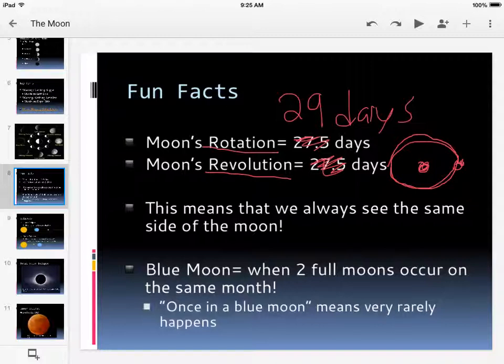The only people that have seen the backside of the moon are astronauts that have gone around, or satellites that we've sent with cameras to see the backside of the moon, which is kind of a fun little fact.